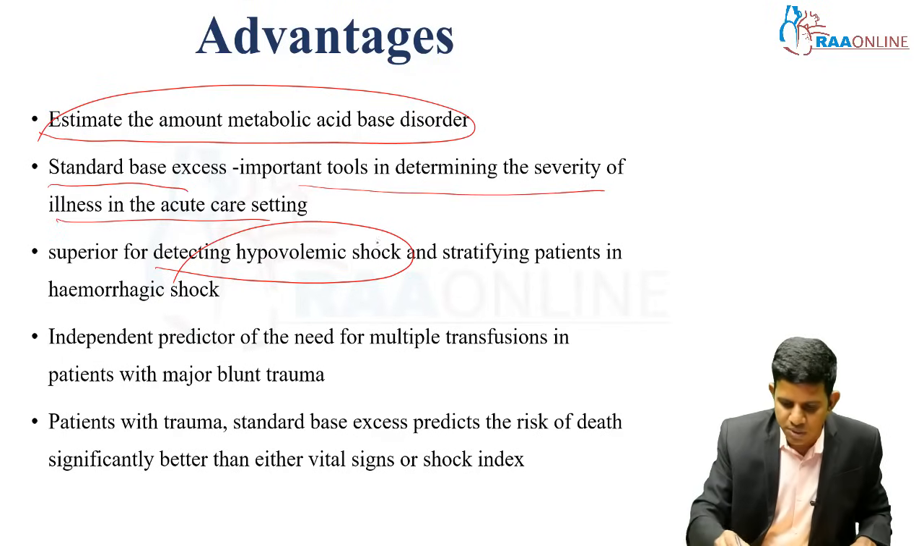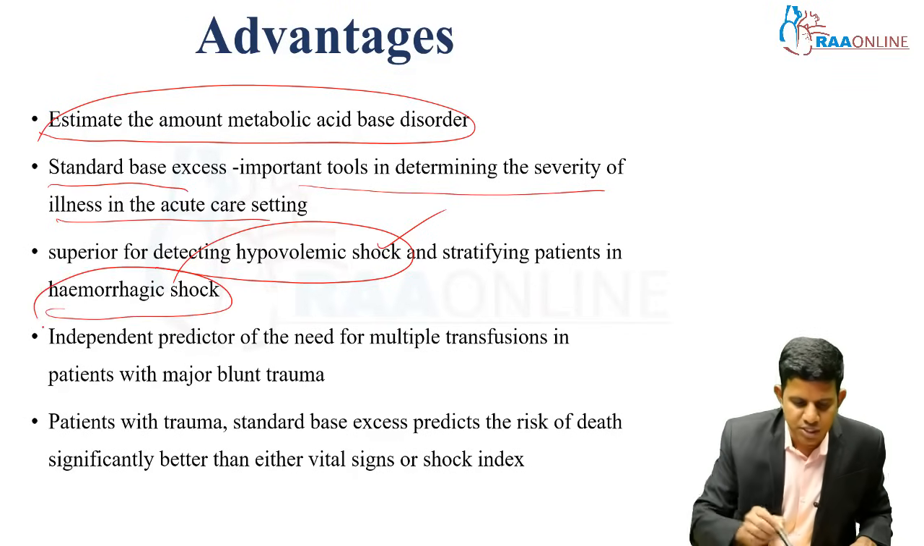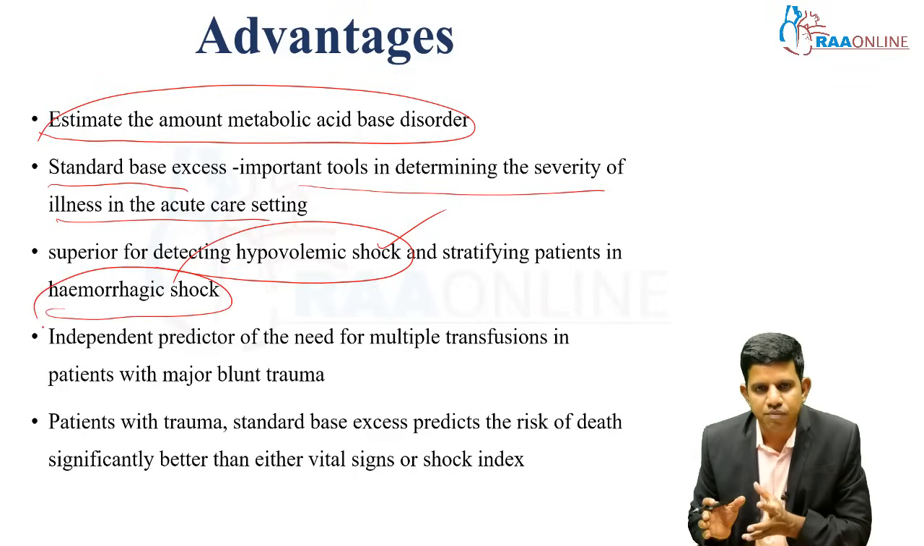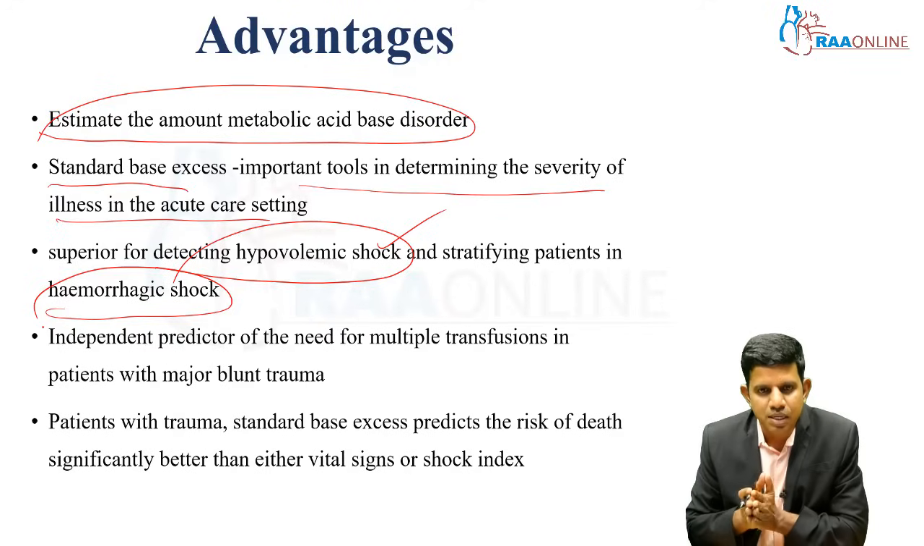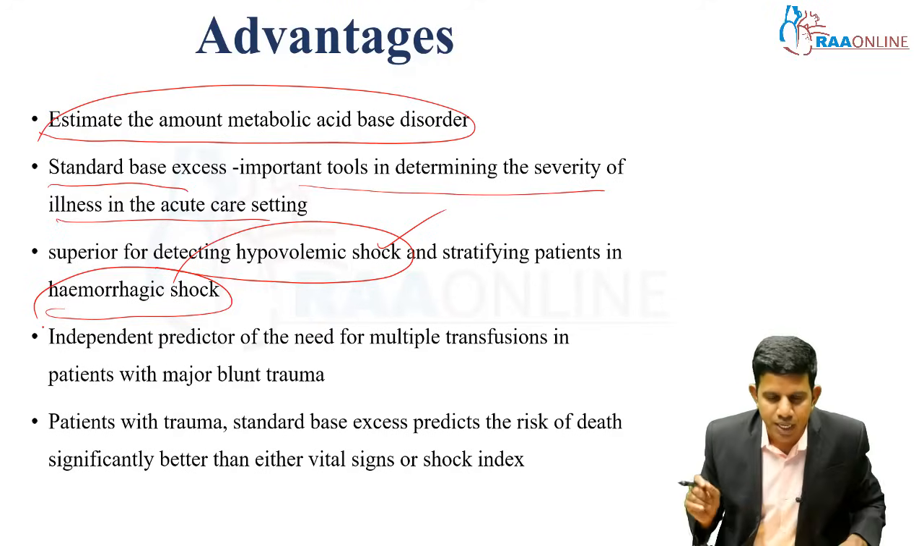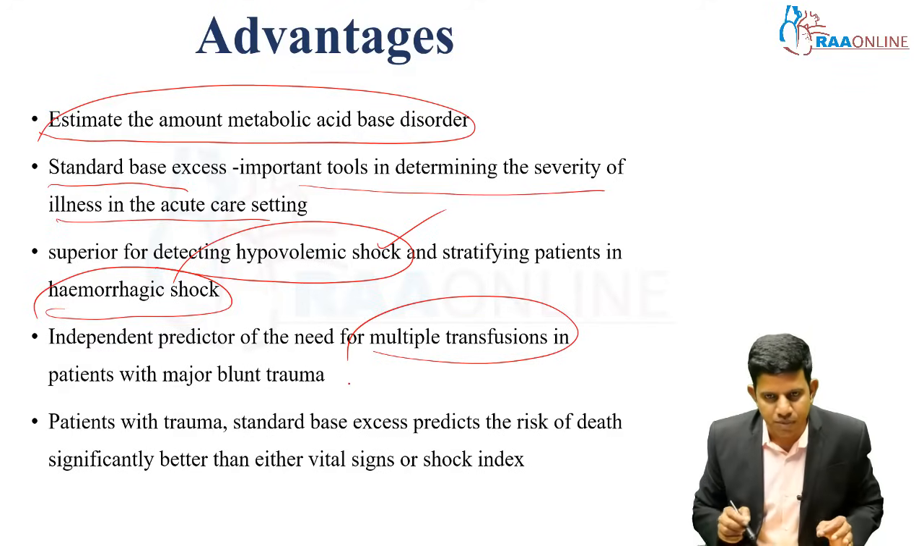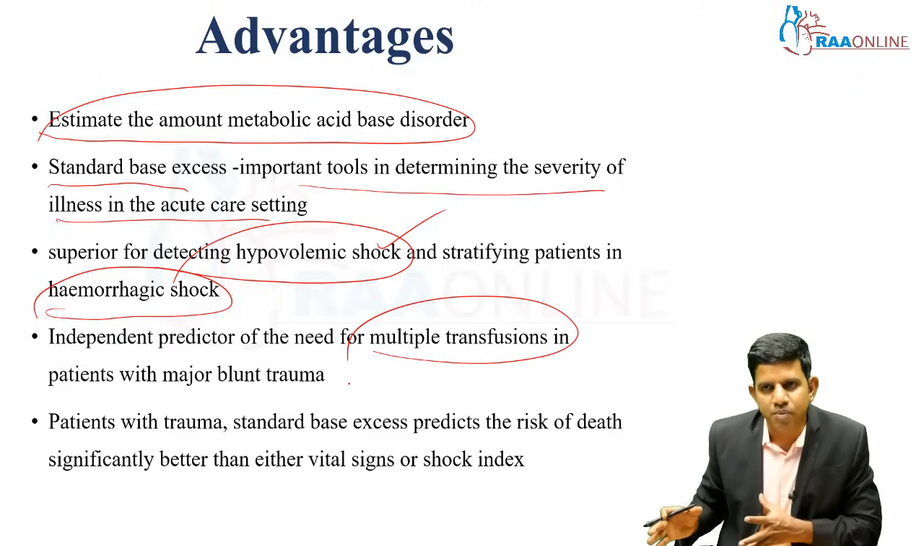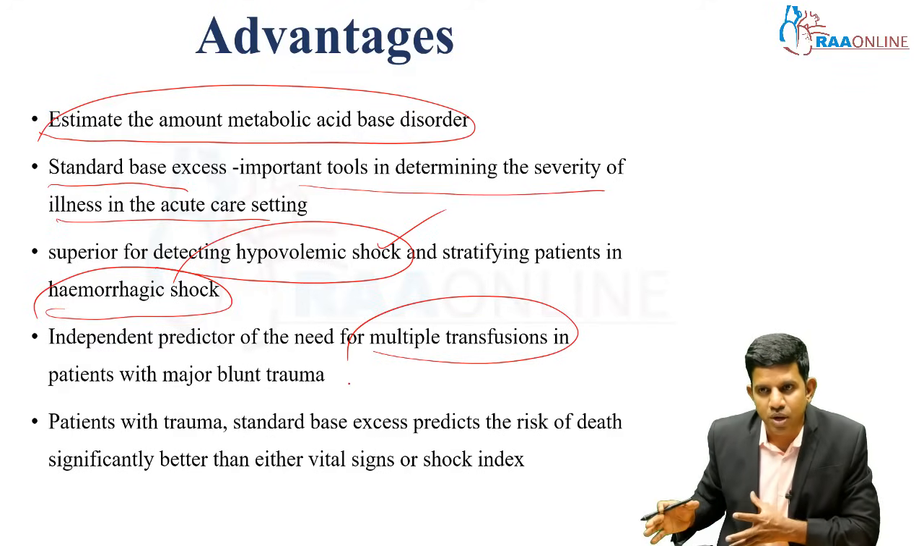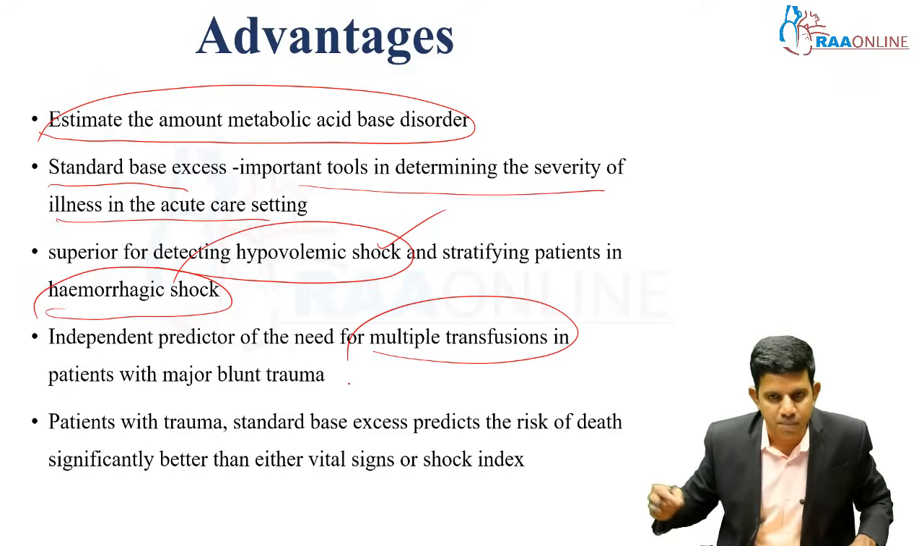In both hypovolemic shock and hemorrhagic shock, we can also identify the severity of the shock by looking at the standard base excess. It is also one of the good predictors of massive transfusion. If the base excess is very high in trauma patients, very more negative, the patient may need massive transfusion.